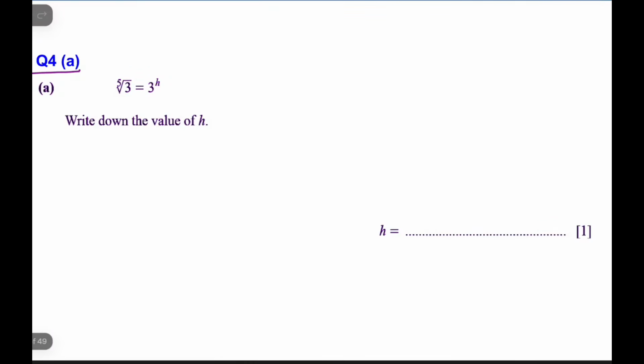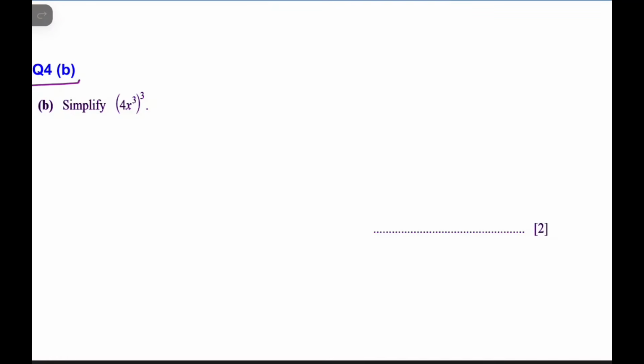Now question number 4, a part. The fifth root of 3 is equal to 3 power h. We have to find the value of h. Now this can be written as 3 raised to power 1 by 5 is equal to 3 raised to power h. Now as the base is the same, the exponents will be the same, so the h value will be 1 by 5.